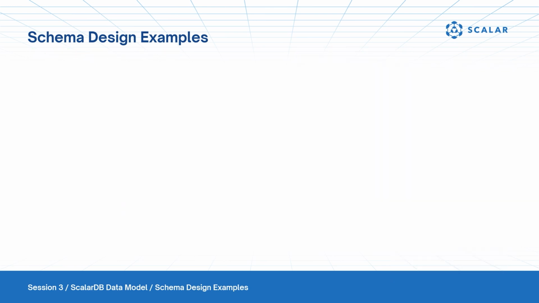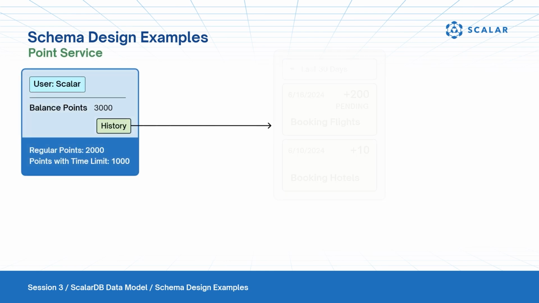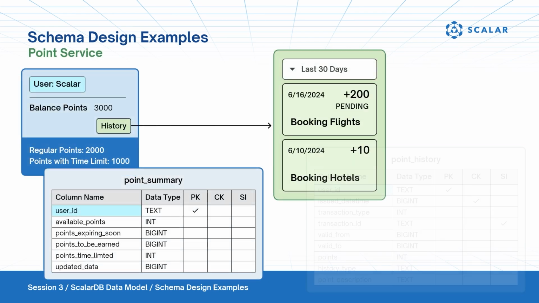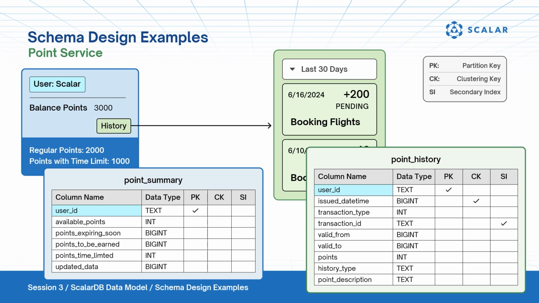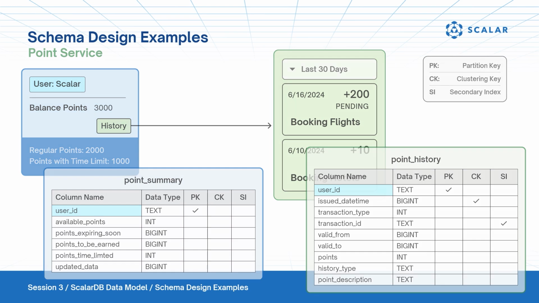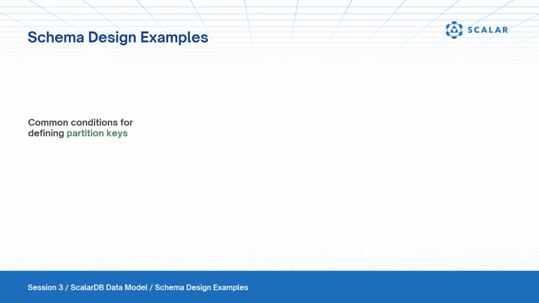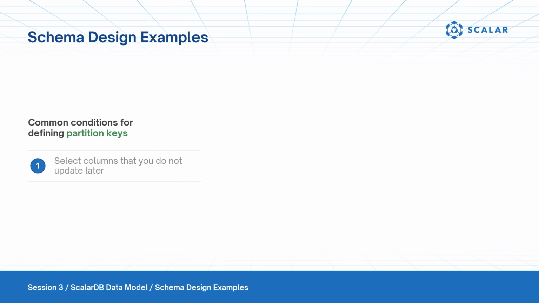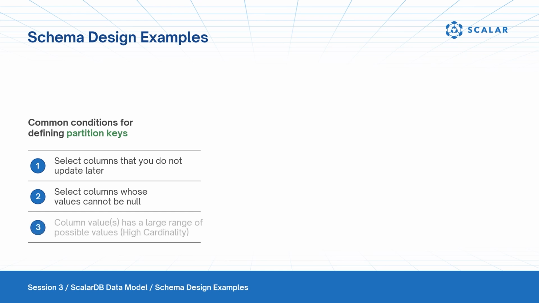Based on all the requirements, we define two tables: point summary and point history. Here, look at the column names, which are checked to determine the partition key and clustering key. Let us understand the common conditions for defining partition keys. Select columns that you do not update later. Select columns whose values cannot be null. Select columns whose values have a large range of possible values, which means high cardinality.